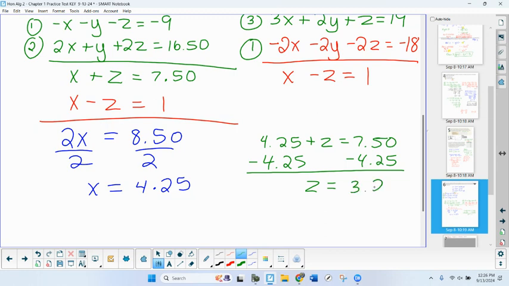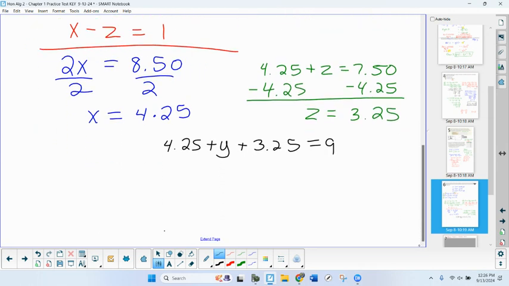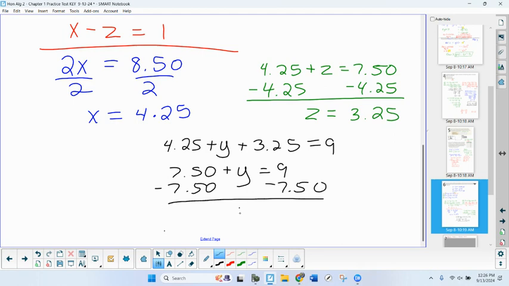3.25 is correct. And now, guys, which one do you want to go into to find y? Probably equation 1. Because now you have 4.25 plus y plus 3.25 equals 9. What do you guys get when you add 4.25 and 3.25? $7 and 50 cents. Subtract 7.50. And how much is y? Y is $1.50.